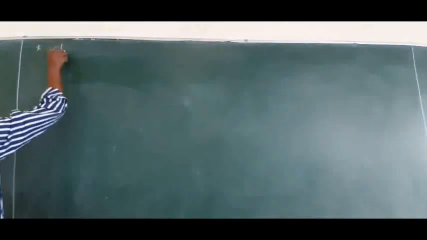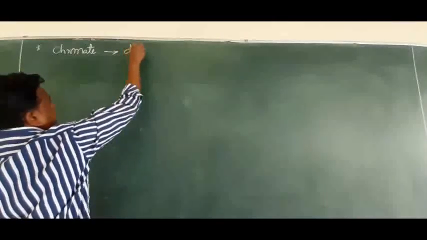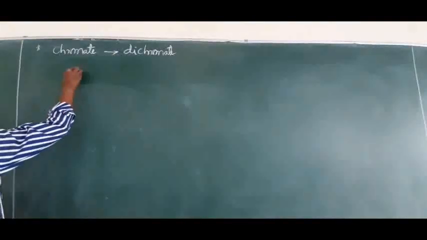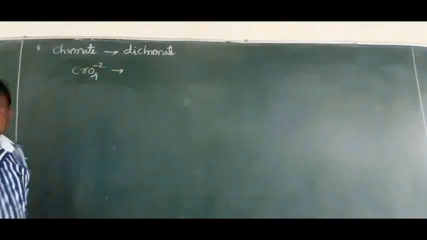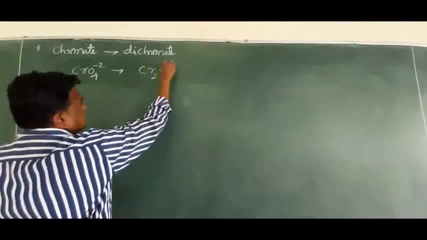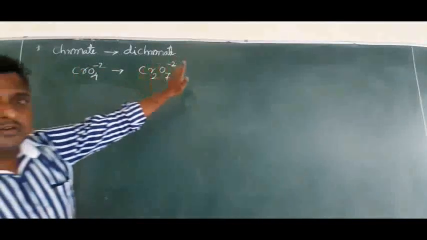Very simple. First, we start with the chromate converting into dichromate. This is very important. These are the chromate and dichromate ions. This is chromate, CrO4 2-. A dichromate is Cr2O7 2-. This is a simple chromate and dichromate component. First, we have a target: how the chromate ion is converted into dichromate.